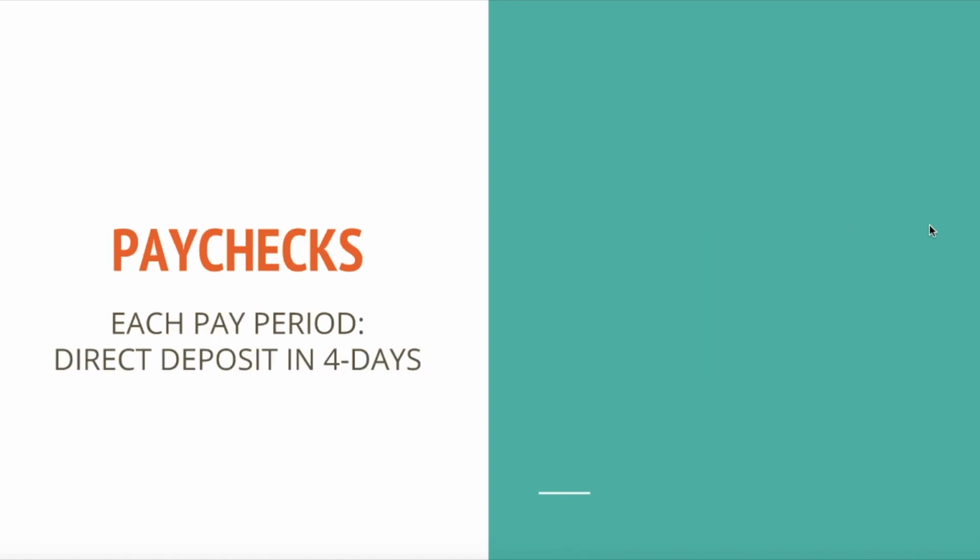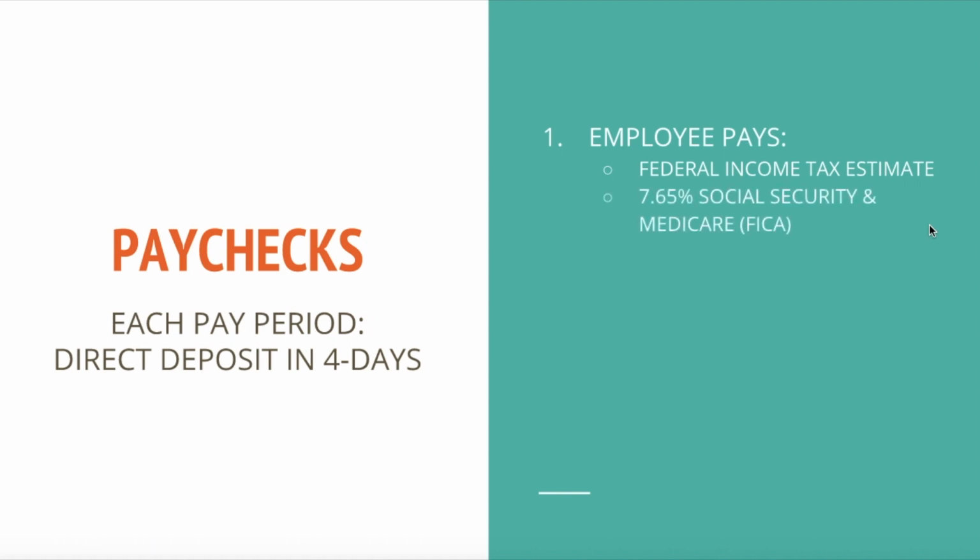Paychecks. So you get to choose the pay periods, but once you run payroll, direct deposit goes through 4 days later. And what you'll notice on the employee paycheck is that federal income tax is withheld based on that W-4 and the withholdings they reported. And also 7.65% of their pay is withheld for Social Security and Medicare taxes. Now, as the employer, you match them, paying 7.65% also when you file quarterly, which I'll get to next.